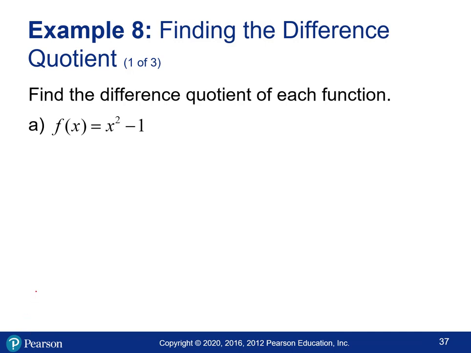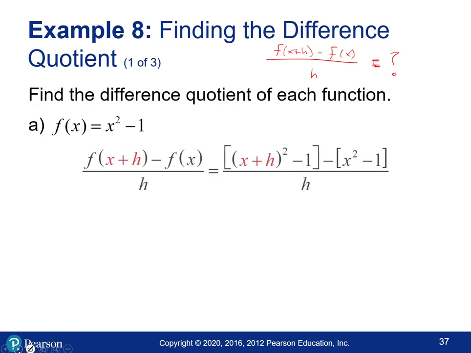So find the difference quotient for each function. Notice you're just given the function. And so in order to find the difference quotient, I have to know that this is what's really being asked of me. I want to find this quotient, this expression. I want to know what this equals. But I have to use my specific function that I'm given. So I'm going to be plugging some stuff in. Alright, so notice exactly what got plugged in.